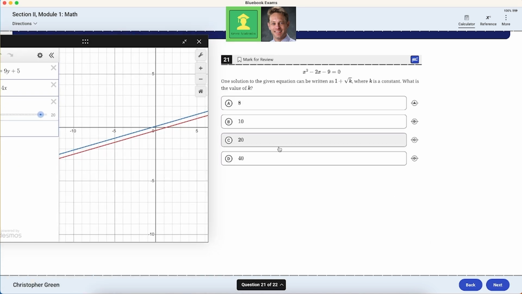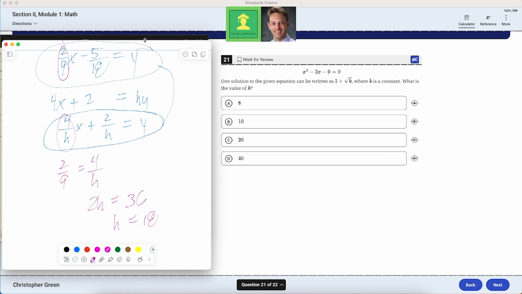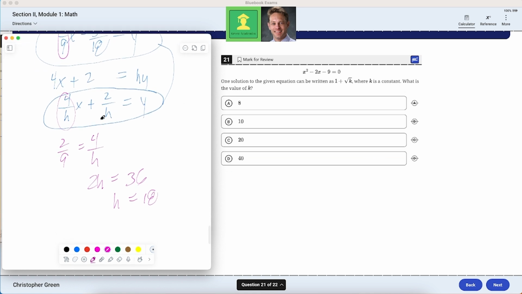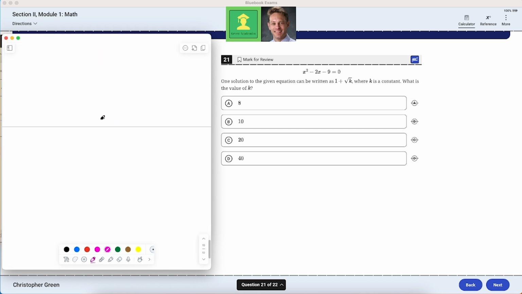One solution to the given equation can be written as 1 plus radical k, where k is a constant. So this is a quadratic that cannot be factored by hand because there is no pair of integers that multiply to -9 and add to +2, which means you have to do the quadratic formula. You have to do this the long way.